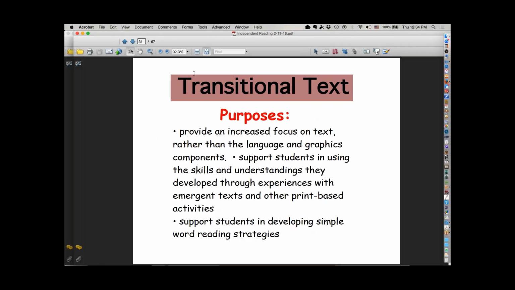So let's look first at these purposes from the beginning literacy framework. To provide an increased focus on text rather than the language and graphics.